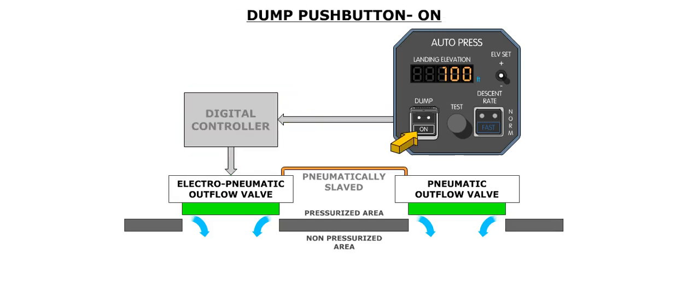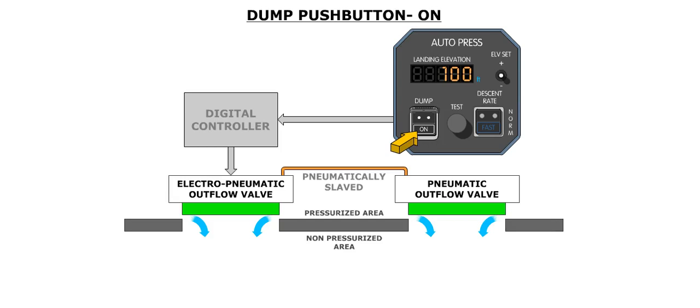When the dump push button is pressed in, the digital pressurization controller will be disabled, and an electrical signal will fully open the electro-pneumatic valve. In turn, this will cause the pneumatic outflow valve to fully open as well, and the cabin pressure will be dumped. When pressed in, the white on caption illuminates in the push button. The dump mode is only available in the automatic mode.